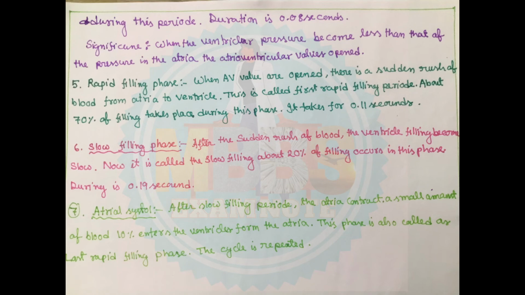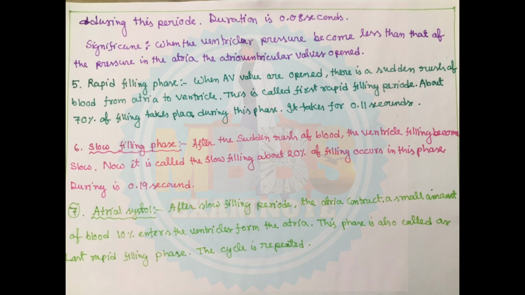Then the slow filling phase. After the sudden rush of blood, the ventricular filling becomes slow. Now it is called slow filling. About 20% of filling occurs in this phase. The duration of this phase is 0.19 seconds. Then the next phase is atrial systole.